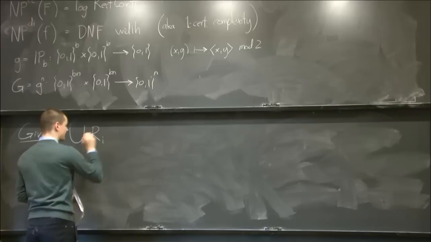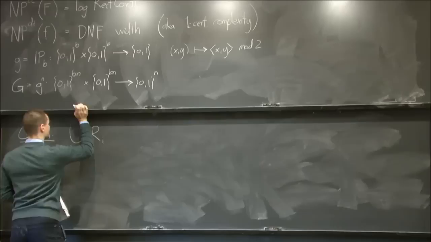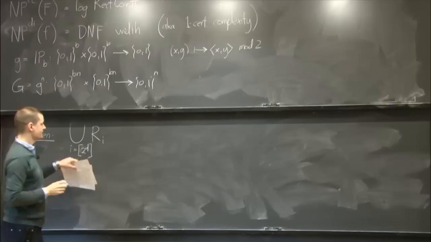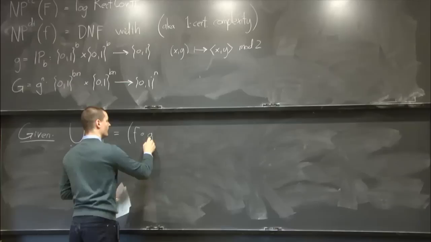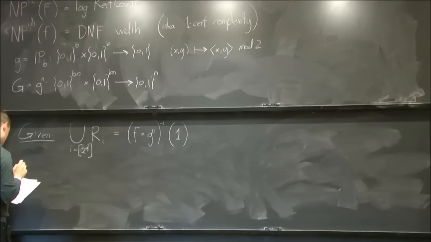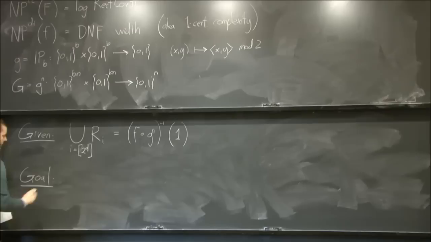We are given this covering of the one entries. So i goes from 1 to, let's say, 2 to the d of these. So the NP complexity is d. And these just cover all the one entries. And the goal is to give this DNF decomposition for f.